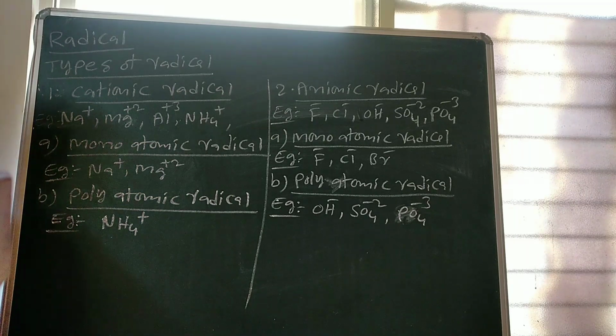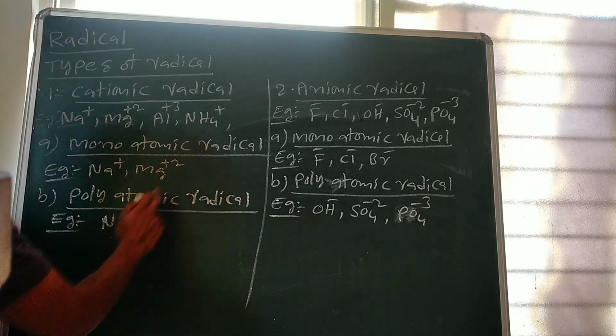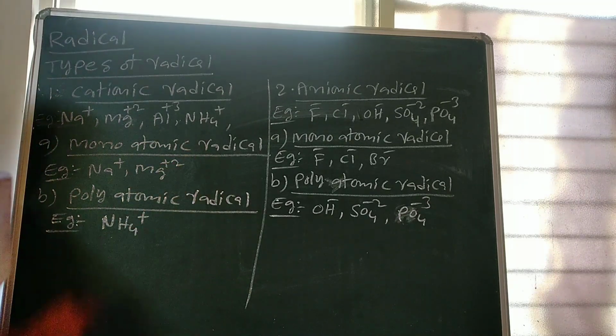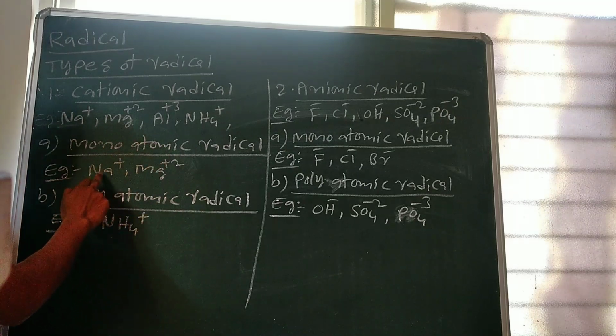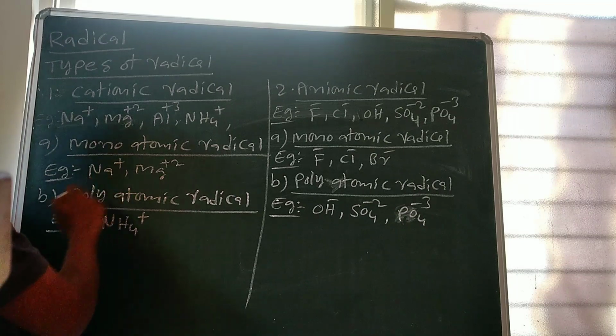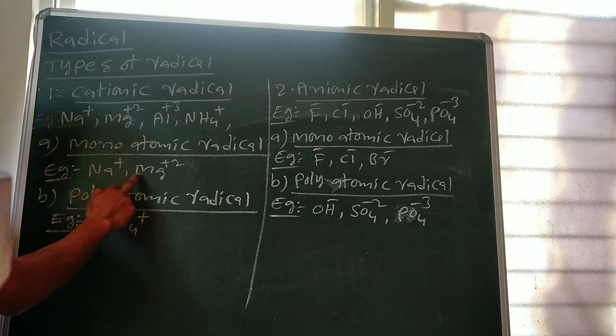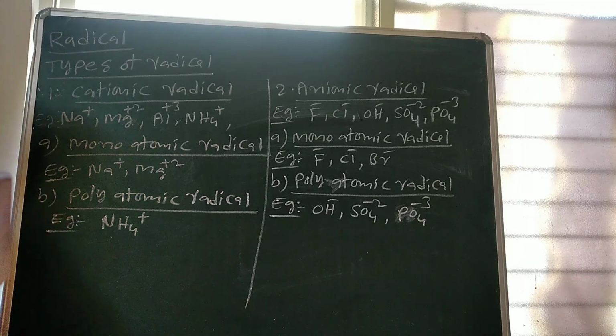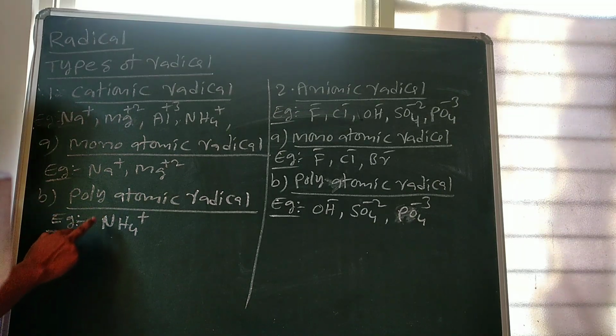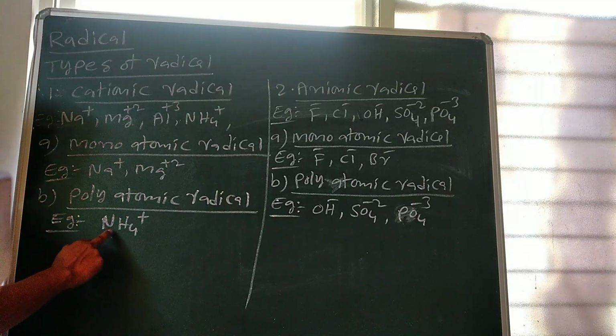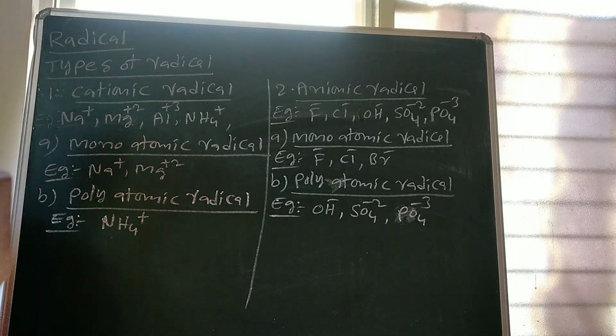These cationic radicals are of two types: monoatomic radical and polyatomic radical. Mono means single, so a cation consisting of one atom is called a monoatomic radical. Examples for monoatomic radical: Na+, Mg2+. Polyatomic radical: poly means more than one. So a cation which contains more than one type of atom is called a polyatomic radical.